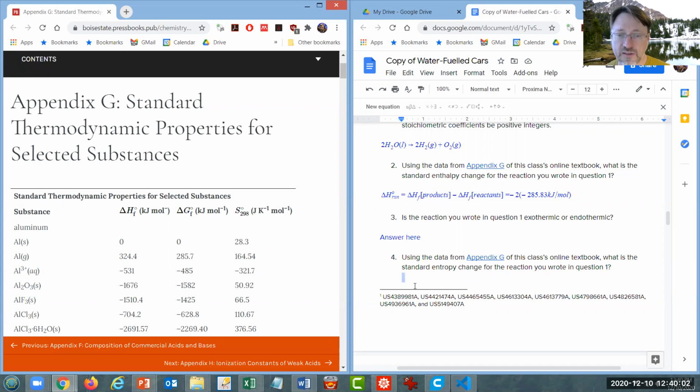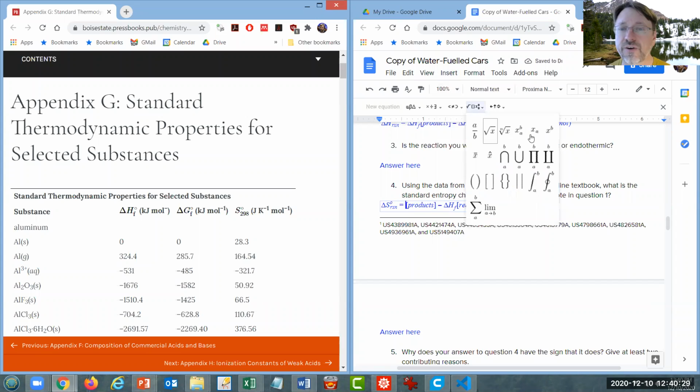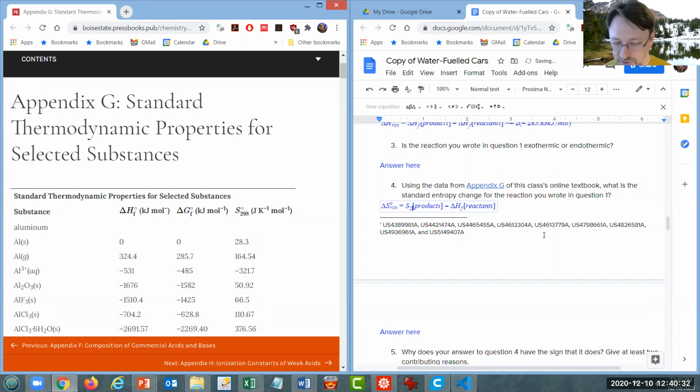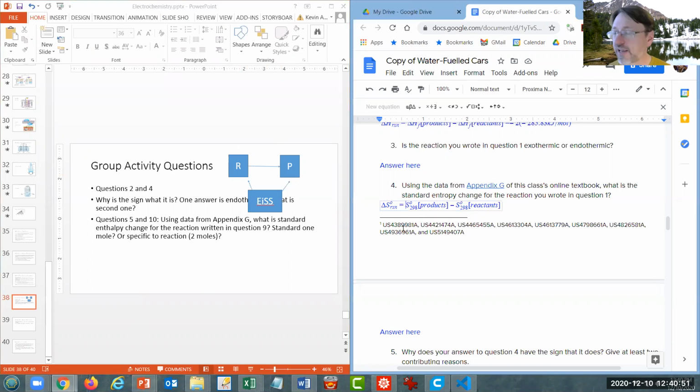the delta S of reaction is going to equal S298 of the products minus that same thing for the reactants. Now, for this case, we don't have to go through this whole thing, because we are not talking about a delta S for a reaction. We are talking about the absolute entropies that we have.